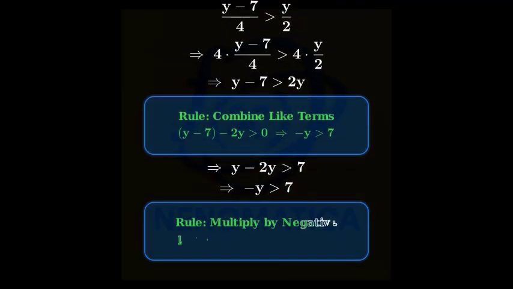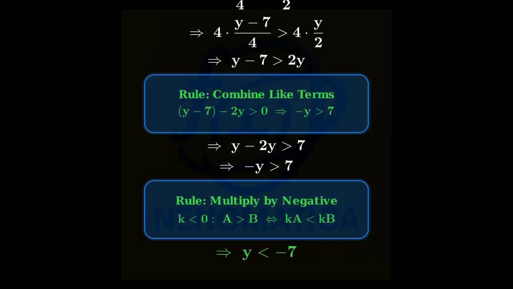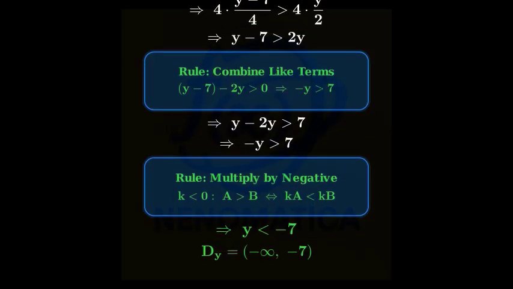Step 8. Multiply both sides by -1. Remember to reverse the inequality direction. Finally, write the y solution set in interval notation.